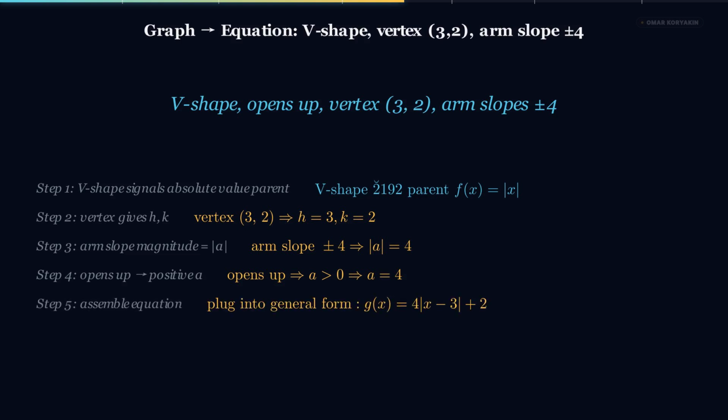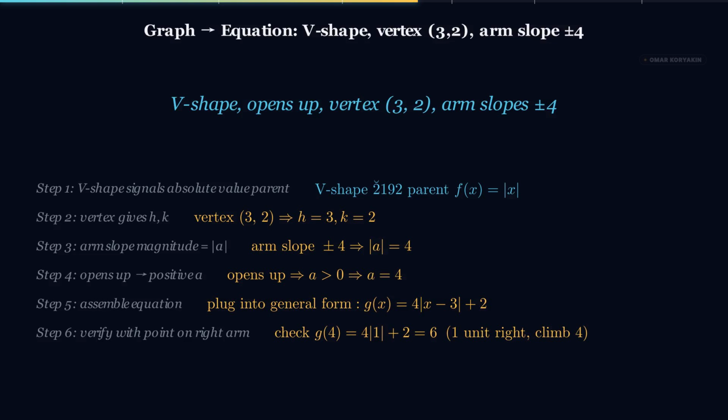Step 5. Verify by checking a specific point. At x equals 4, g of 4 equals 4 times absolute value of 1 plus 2, equals 4 plus 2, equals 6. The point 4, 6 should sit on the right arm at 1 unit right of the vertex, with vertical climb of 4 matching the arm slope. Match.